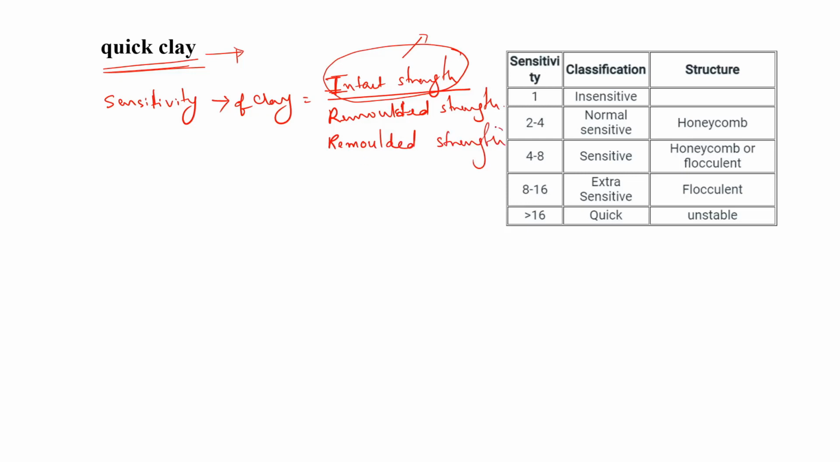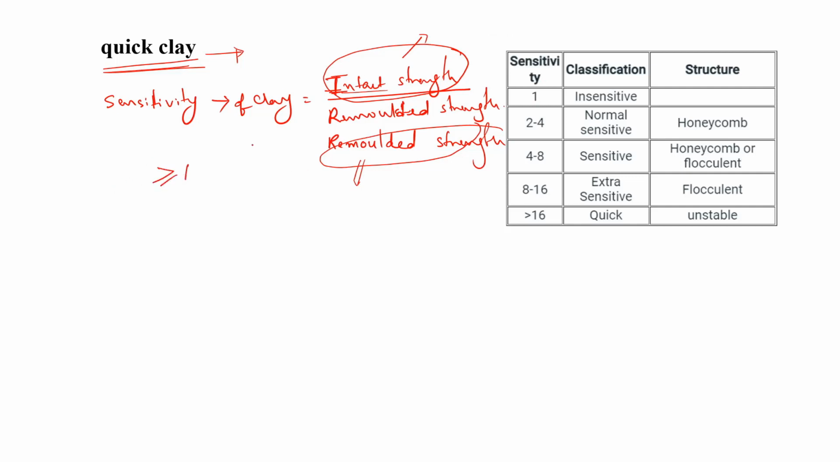When the clay is getting disturbed, it will lose strength. At one point the strength will become constant after decreasing; beyond that, though the soil is disturbed further, the strength will not decrease. The final, lower strength when the soil is disturbed is called remolded strength. So the ratio between the intact strength and the remolded strength is called the sensitivity of the clay. Definitely intact strength will be more, so sensitivity is always greater than or equal to 1.